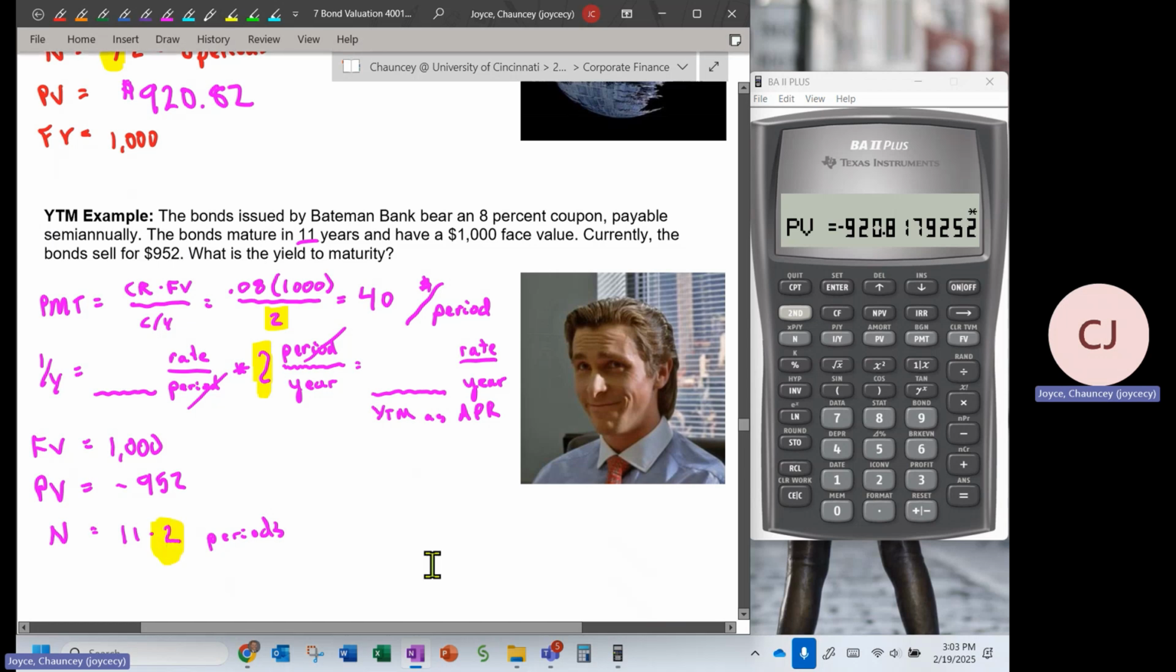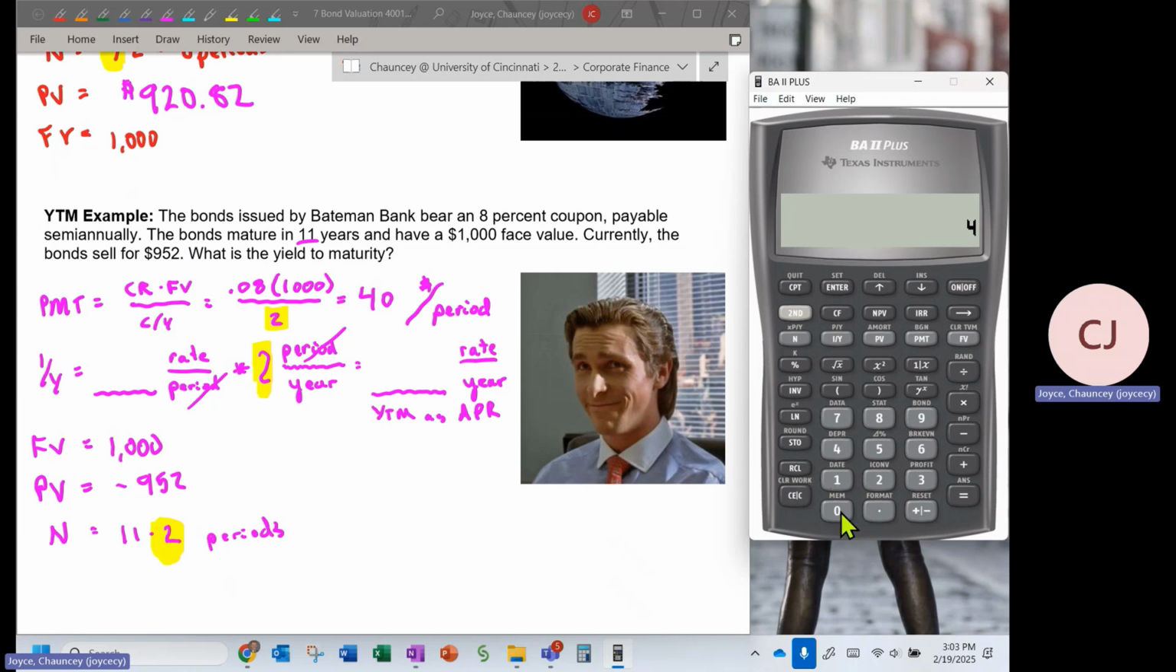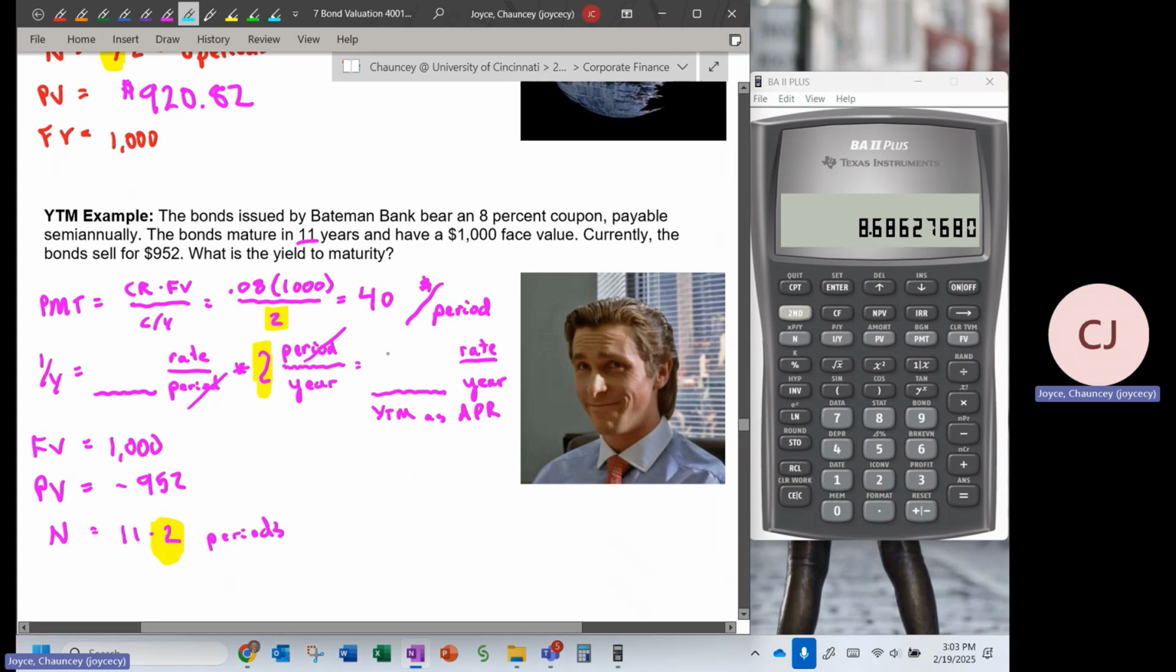So just to avoid any common mistakes, I like to write it out like this. So 40 for your payment, 1,000 as your future value, negative 952 as your present value, and 22 N periods. And that will compute for your I/Y. That may be shown as a multiple choice if your professor does that kind of thing. That's your yield to maturity as a semi-annual rate. So you need to multiply that by 2 to get into an annual percentage rate. That's just convention, to give rates annually, to express the yield to maturity as an annual percentage rate. That's 8.69% as an annual percentage rate. So I'm going to circle that.